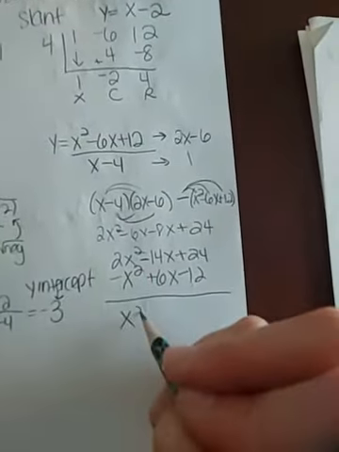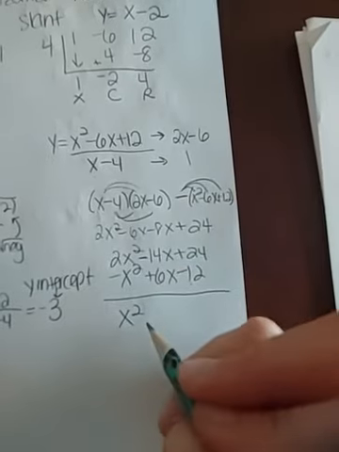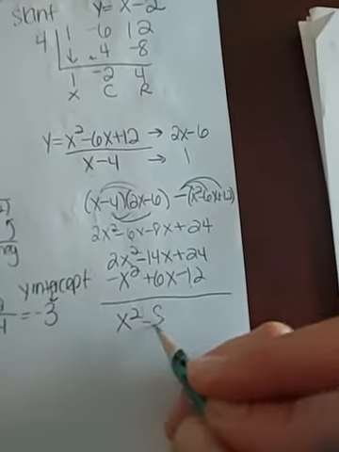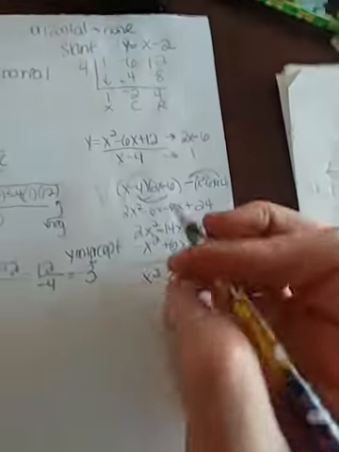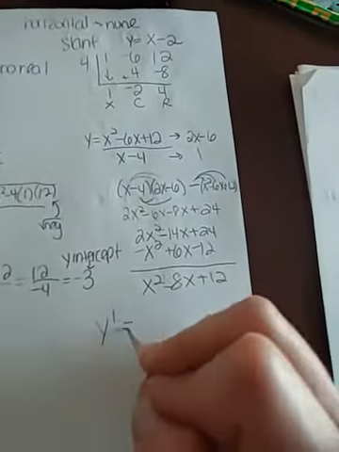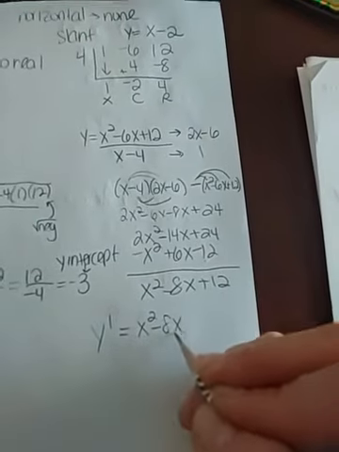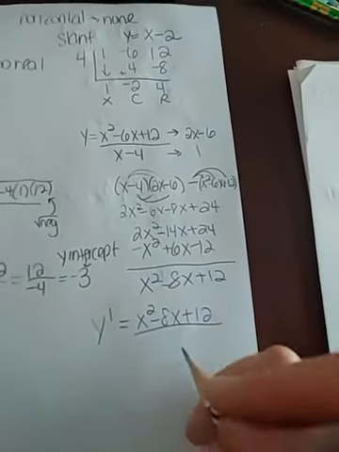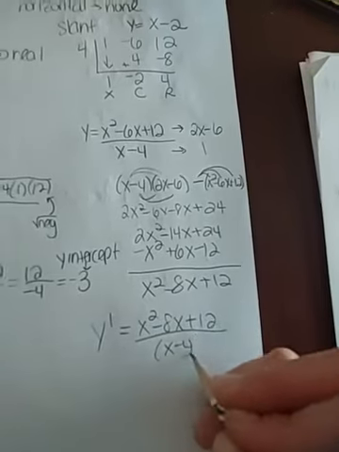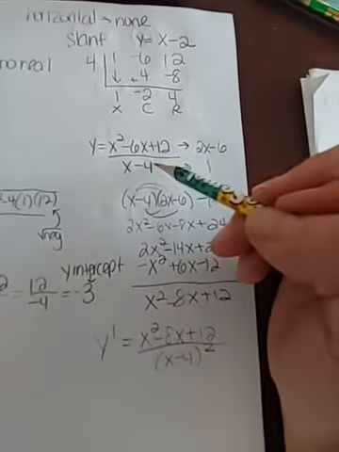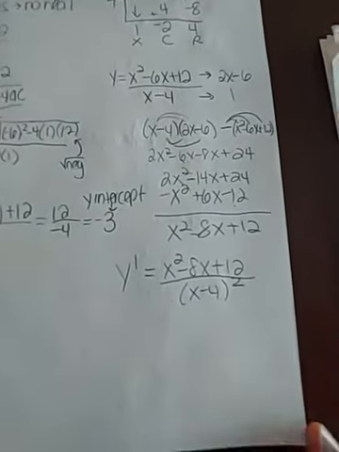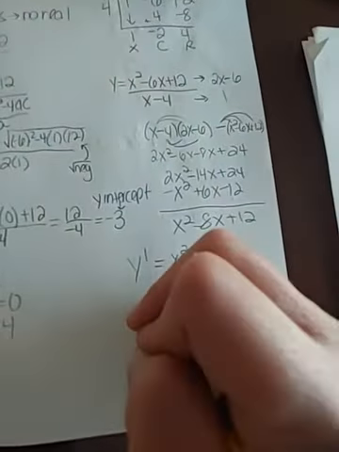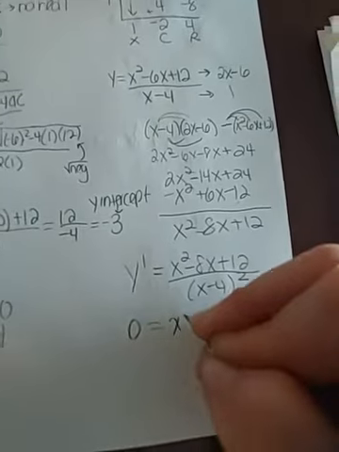So this is 1x squared. This is negative 8x, and this is plus 12. All right, so that's the top. So the first derivative is x squared minus 8x plus 12 over the bottom squared. All right, so to find my critical values, I'm now going to set this equal to 0.